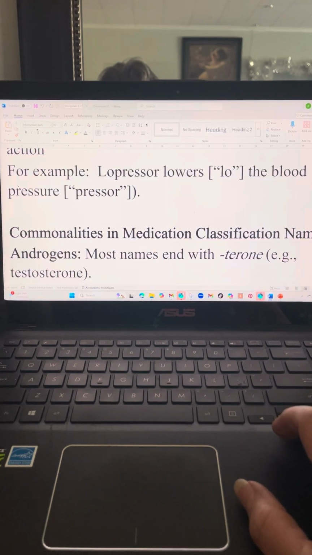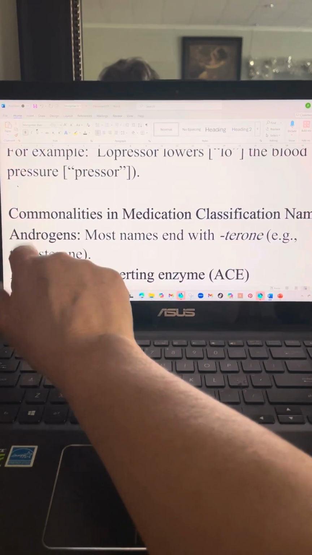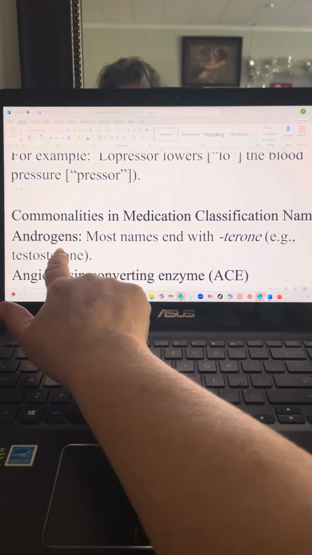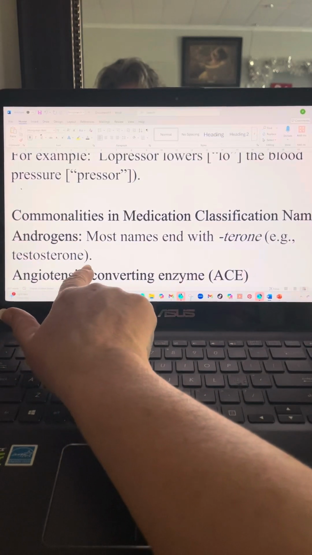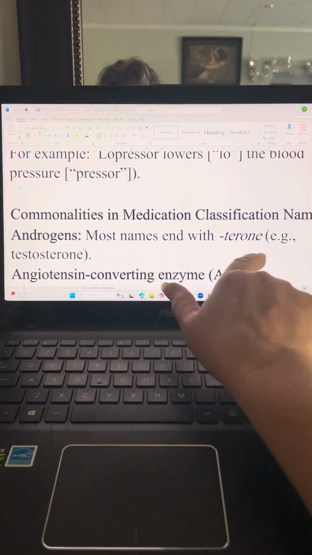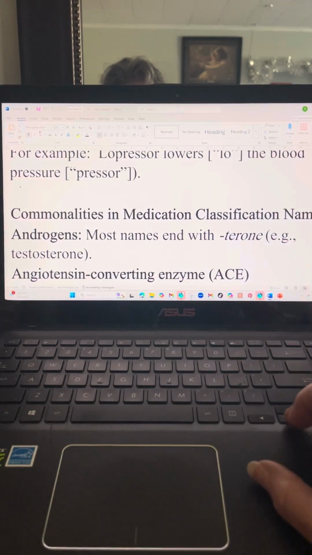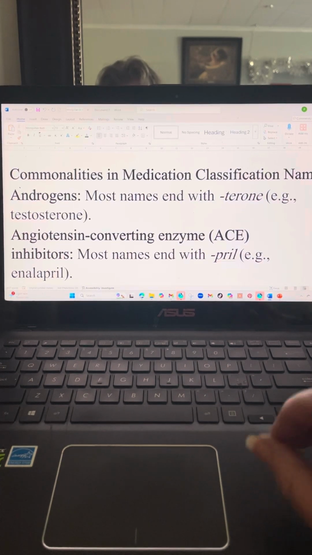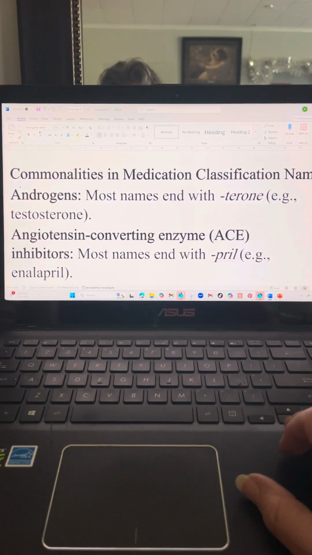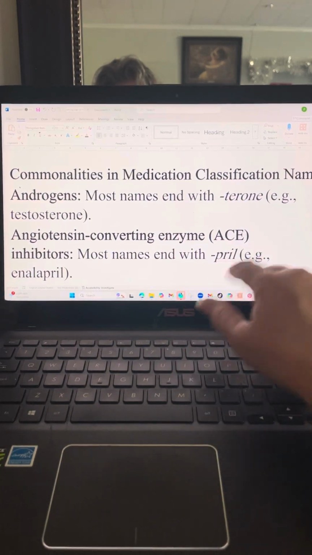So some commonalities in medication classification names. Androgens, that's your testosterone. Look, they end in terone or they'll end in sterone. If you don't know what they're talking about, but it ends in sterone or terone, you can know it's an androgen, which is estrogen, progesterone, and testosterone.